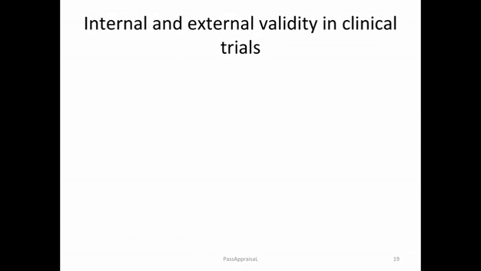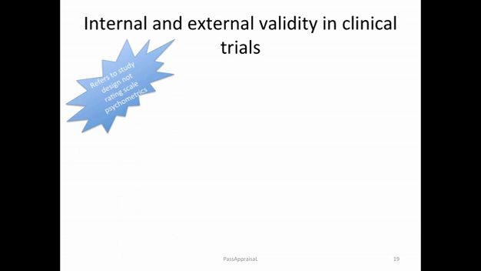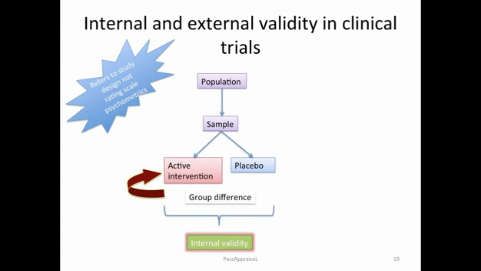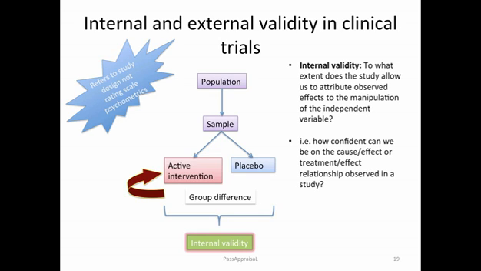So far, we've been looking at the concept of validity and reliability in terms of psychometrics when a rating scale is being evaluated. The term validity is also applied to clinical trials in a somewhat different context. Assume a clinical trial where a sample is obtained from a population and differences in the effect of an intervention are studied. The degree of confidence with which we can attribute the observed group difference to the intervention is called internal validity. In other words, internal validity is the extent to which the study allows us to attribute observed effects to the manipulation of the independent variable.